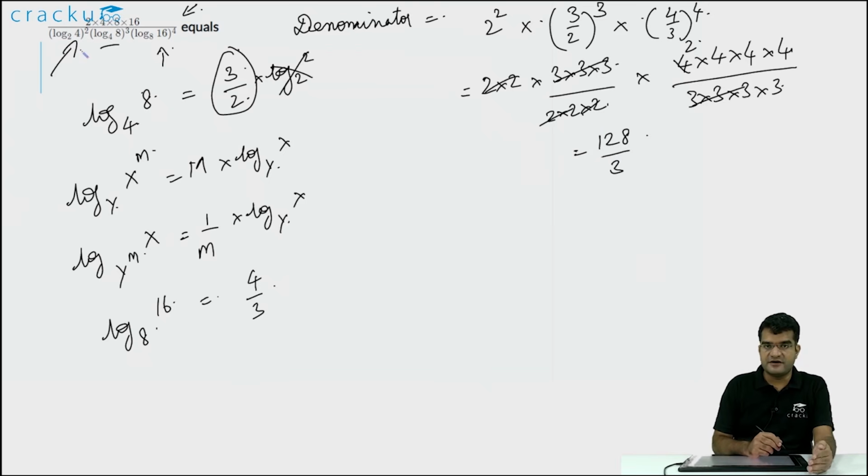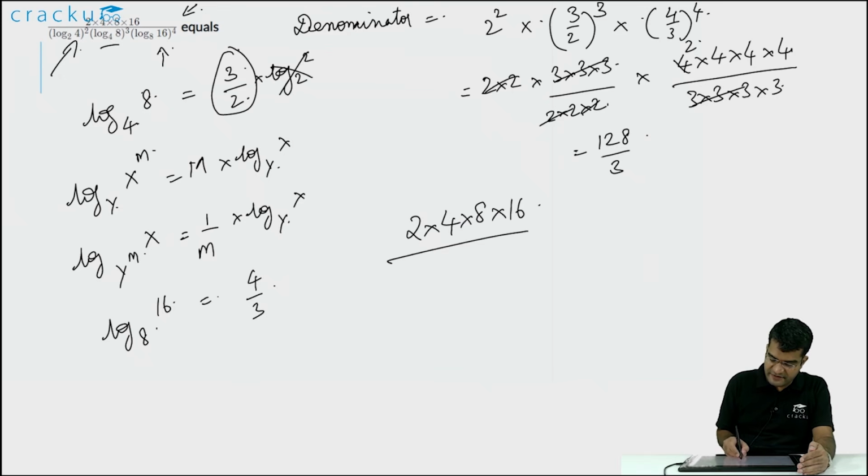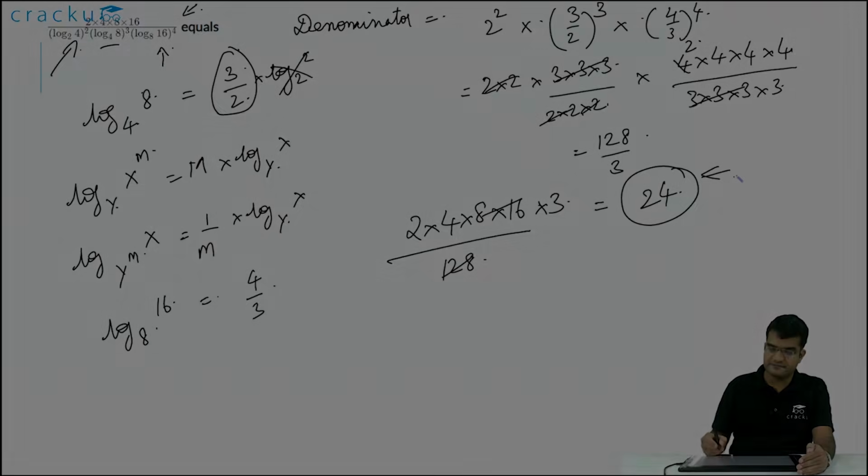So if you are trying to find out the value of the expression, it will be equal to 2 into 4 into 8 into 16 divided by 128 divided by 3. So the 3 will come to the numerator. You can cancel 16 into 8, which is equal to 128 in the numerator and denominator. So the answer will be equal to 2 into 4, which is 8, into 3, which is equal to 24. So this is the answer.